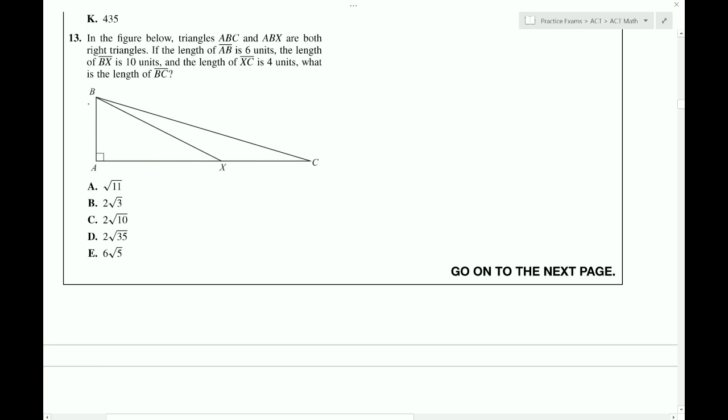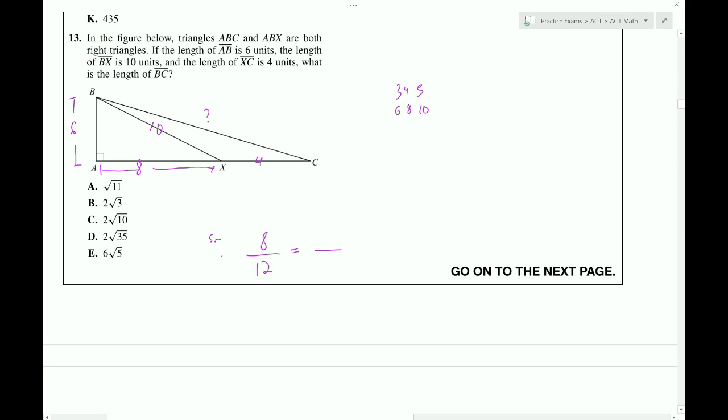If the length of AB is 6 units, the length of BX is 10 units, the length of XC is 4 units, what is the length of BC? Okay. Alright, so 6, blank, 10, this would have to be 8, because we remember our Pythagorean triples are 3, 4, 5, and then anything double or triple of that, so 6, 8, 10 is one. So we know that this bottom part here is 8. So now we have the bottom part being 8, and the other bottom part is 12, because 8 plus 4. So we can set up our similar triangles here.